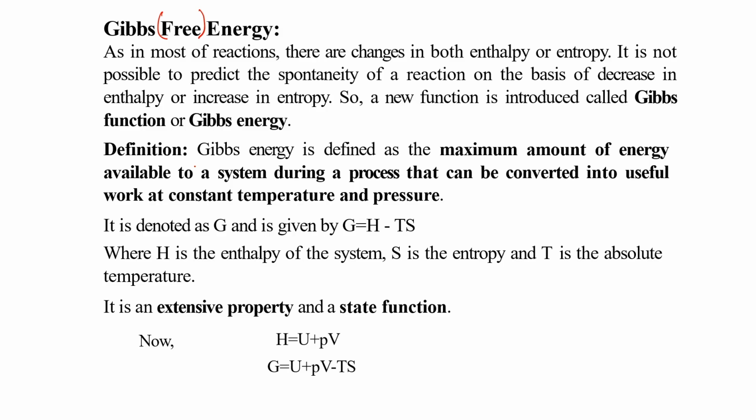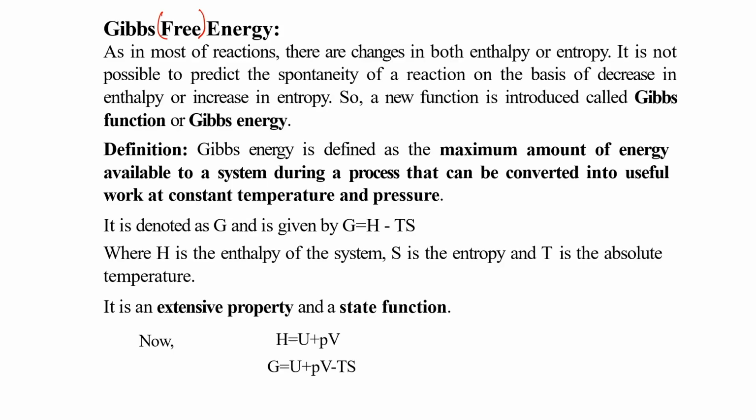So what is the definition of Gibbs energy? Gibbs energy is defined as the maximum amount of energy available to a system during a process that can be converted into useful work at constant temperature and pressure. It is denoted by G and is given by H minus TS, where H is the enthalpy of the system, S is the entropy, and T is the absolute temperature. It is an extensive property, meaning it depends on mass.